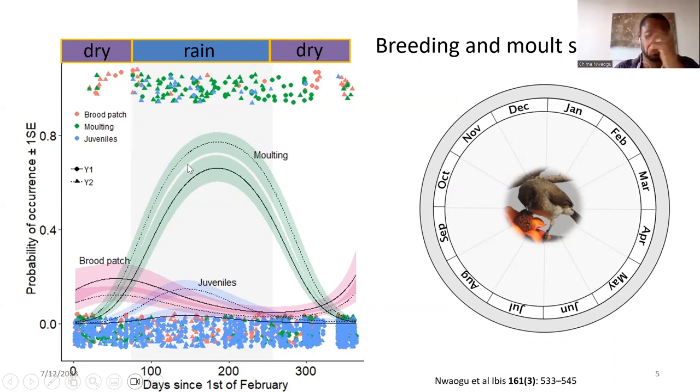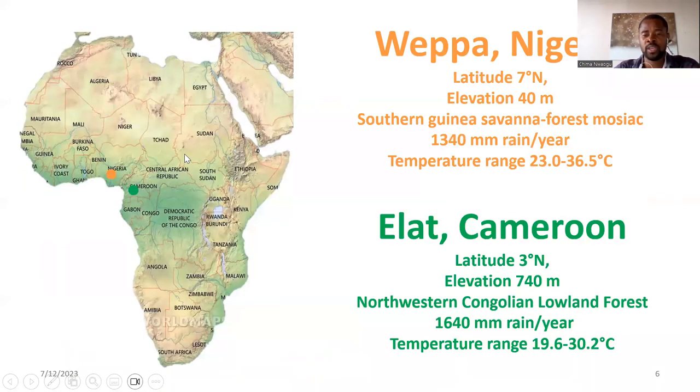This was consistent between the first year we collected data and the second year. So it appeared as if birds would always prioritize the timing of their molting and keep it around the same time in the year, even if they are able to breed much more flexibly. Like I said, this was a single species from a single location. And so after the PhD, I collaborated with a few more people, and just recently we were able to analyze year-round data from common bulbuls in Cameroon and in Wepa, somewhere south of Jos.